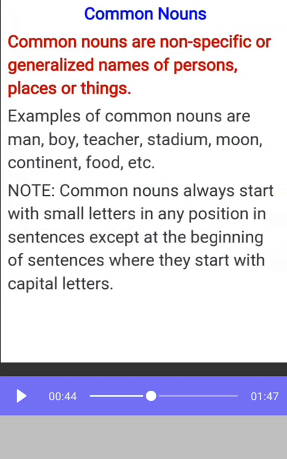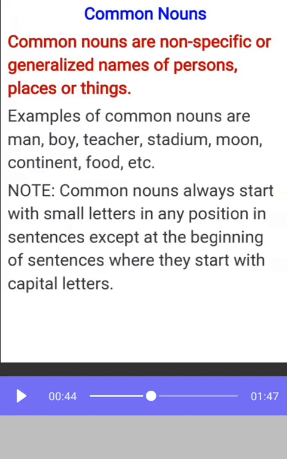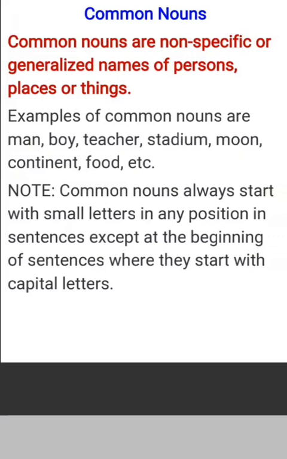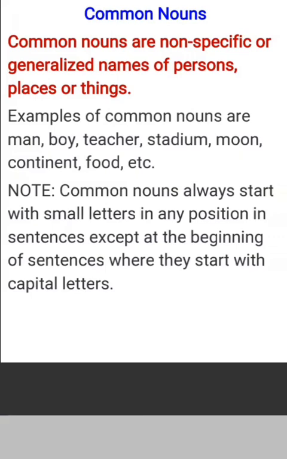Examples of common nouns are man. Man is not a specific name. Boy. Boy is not a specific name. Teacher. Teacher is not a specific name. Stadium. Stadium is not a specific name. Moon is not specific, moon as a word. But if we are referring to the moon in the solar system, the moon orbiting the earth, that is a specific moon. But moon as a word is not specific because we have many moons in the universe.